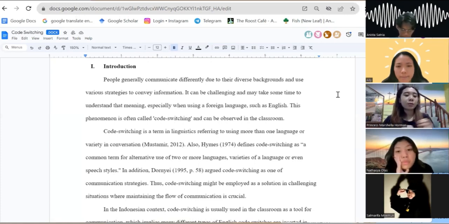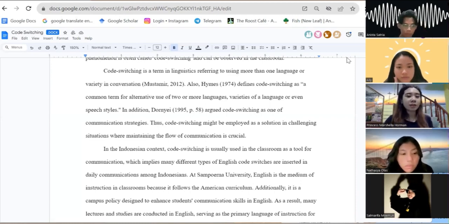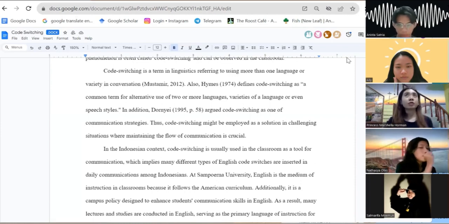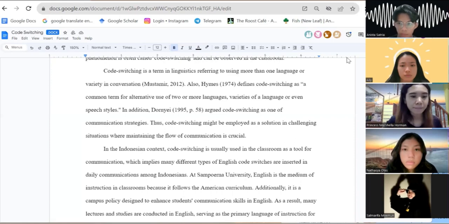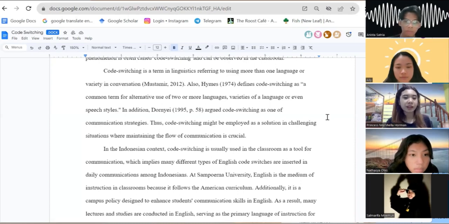a classroom. According to my findings, code switching is a term in linguistics which refers to using more than one language or a variety in a conversation. It also defines a common term, which is the alternative use of two or more languages in order to create a sentence or to speak in a sentence. Code switching might also be employed as a solution in challenging situations where maintaining the flow of communication is crucial.